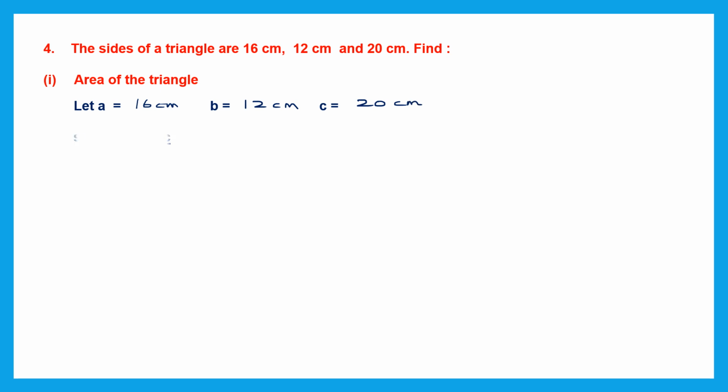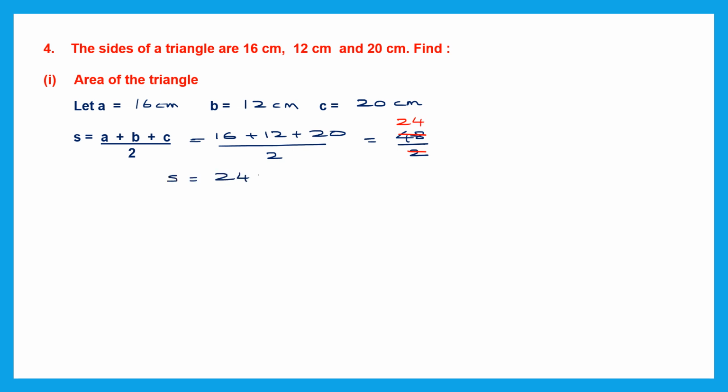Now we have to find the semi-perimeter, which is A plus B plus C divided by 2. So that is 16 plus 12 plus 20 divided by 2. Let's add this up and see what we get. 16 plus 12 is 28, plus 20 is 48. 48 by 2. So here we can cancel 2 and 4. 24. So semi-perimeter is 24 centimeters.